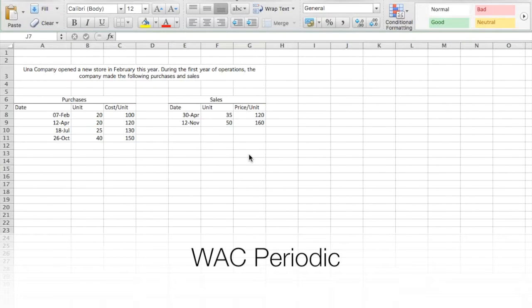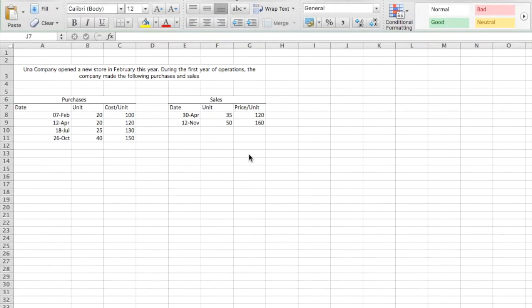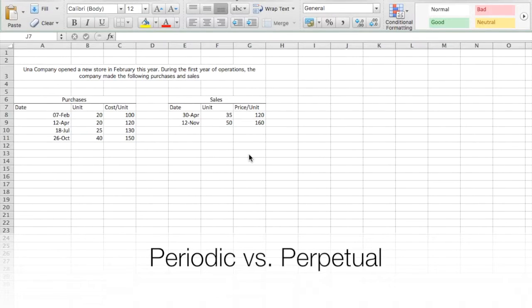This is a video demonstration on how to calculate the weighted average cost, also referred to as WAC, in a periodic inventory system. We will be doing question P613b from the textbook. The difference between the periodic and perpetual inventory system is that during periodic, your inventory account is updated at the end of the period, while in perpetual, the inventory account and cost of goods sold are continuously updated.